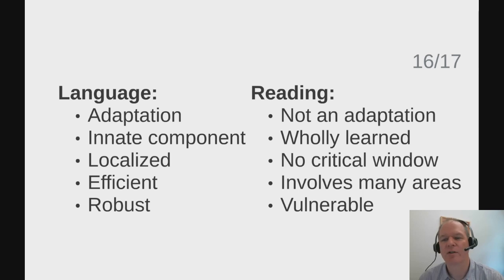Reading is not an adaptation. It's wholly learned and added onto other brain functions that already exist. It has no critical window, which means that it can be learned at any point, unlike language, which, if it's not learned early, is never fully learned. It involves many areas of the brain, and it thus can be vulnerable if some of those areas don't contribute in the right way, like we see with children who, with small differences in the brain, exhibit dyslexia or other kinds of reading difficulty.